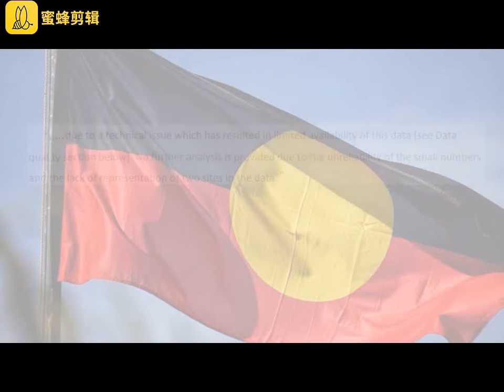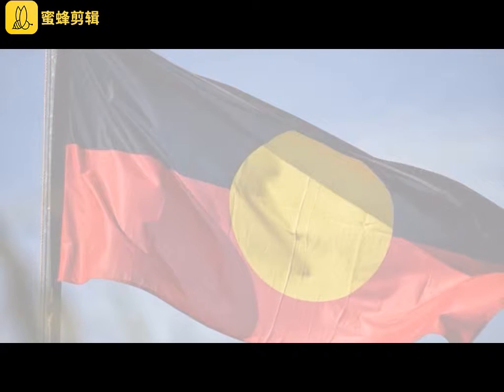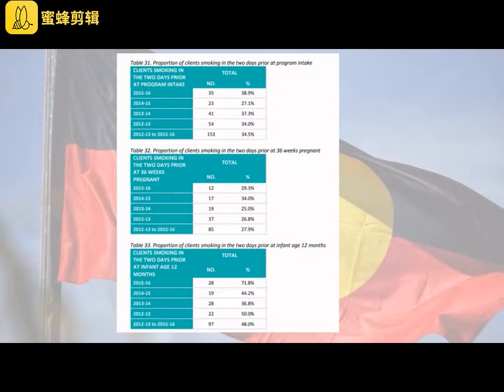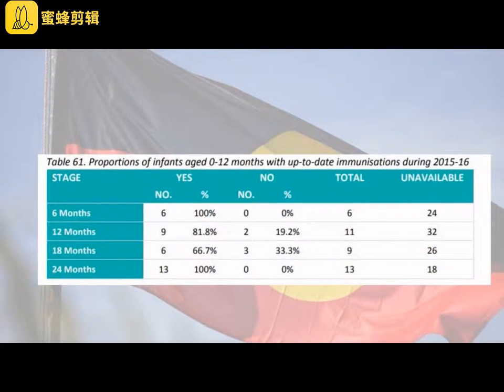The program is finding it difficult to produce quantitative measures of its success. In 2015, they were unable to find statistically significant evidence for things like reduction of smoking during pregnancy or improved immunization rates in newborns, which is likely due to their limited sample size.